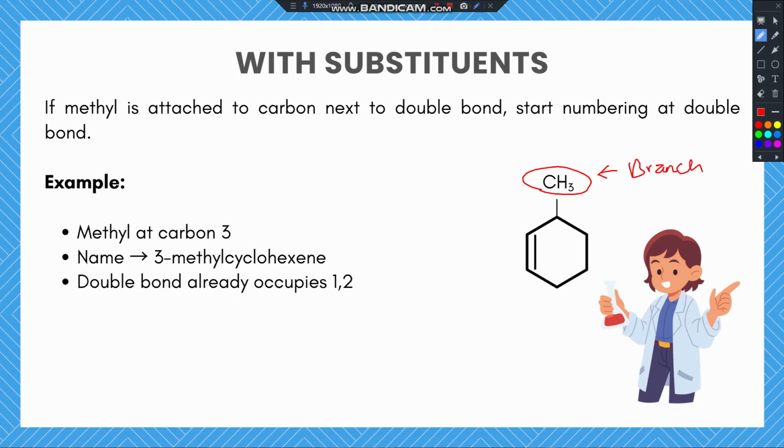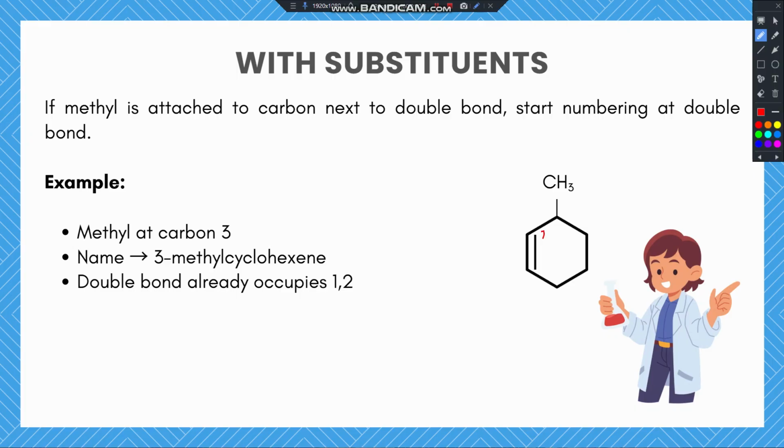We have a double bond here and we have a branch. So we start numbering from the double bond. The double bond automatically carries 1 and 2. So I have 1, 2, 3. Some people might be thinking, why did I number in that direction? Well, the reason is because I want to number it in such a way that this guy gets the lowest possible number. If I had numbered it the other way around, let's number it the other way around and see.